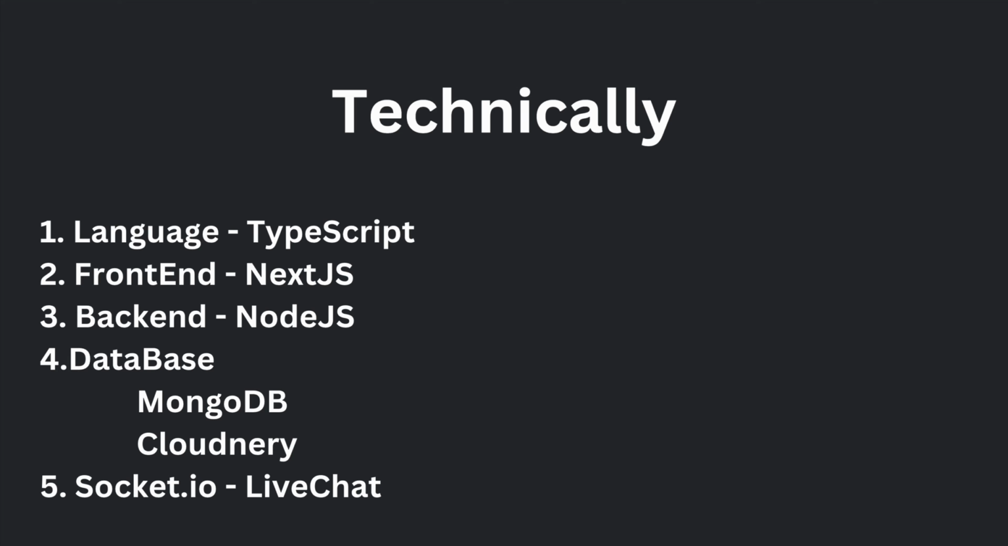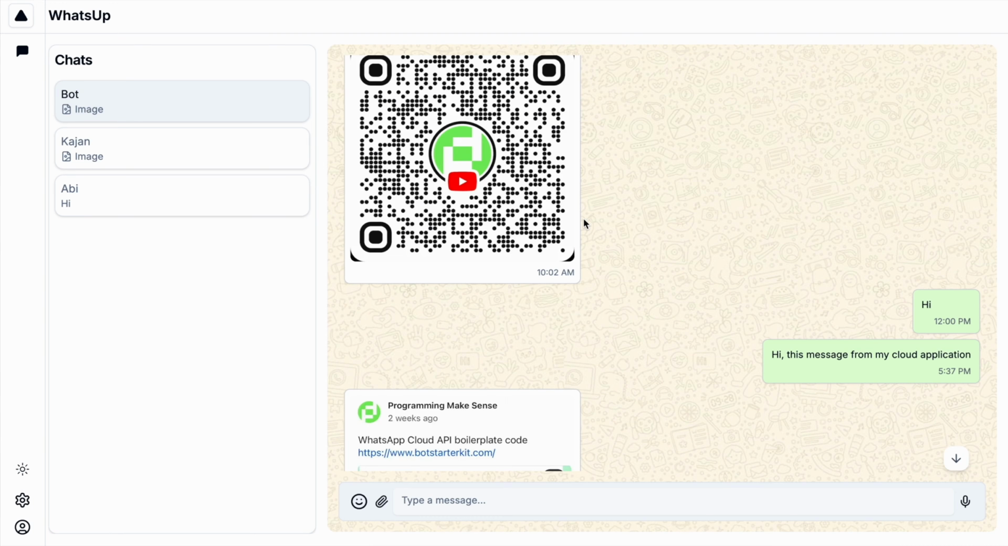We use TypeScript to develop this entire project, backend and frontend. On the frontend, we use Next.js. On the backend, we use Node.js. To store the text data, we use MongoDB, Mongo Atlas. For storing images, videos, GIFs, and other documents, we use Cloudinary. If you send any message to this number, it is instantly updated.